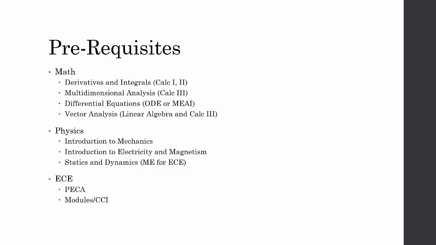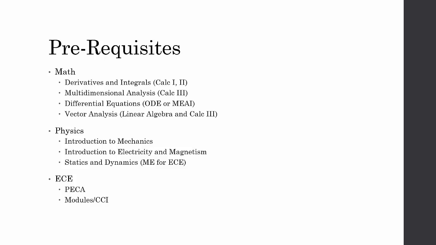Let's talk a little bit about the prerequisites and what we're expecting you to come into this course with. For math, you're going to need to know derivatives and integrals, so basic Calc 1 and 2. Some multi-dimensional analysis, so multi-dimensional integrals and derivatives and surface integrals and contours and all that stuff. That's Calc 3. Differential equations, you're going to need a little bit of it, so if you either took ordinary differential equations or MEA 1, it's going to be covered there. Vector analysis, which should have been covered in Calculus 3, as well as linear algebra, and if you took a statics and dynamics course, it'll be covered there as well.